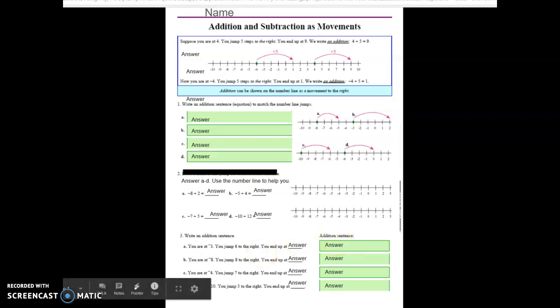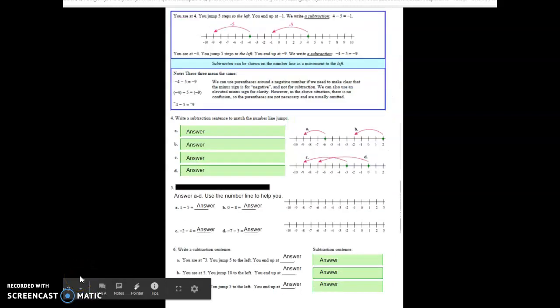Okay? The second part of your assignment today, you do have a second page, and this is just on subtraction. So you're doing exactly the same thing, except it's on subtraction. You're just moving to the left. Okay? So for this first part, you start at -6. You're minusing 3, so then you end up at -9. You just write down the number sentence. Okay? So that is what you're going to be doing today.